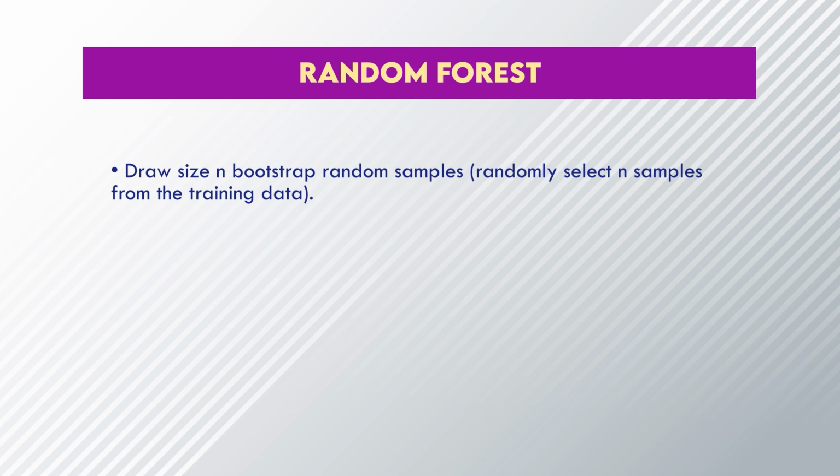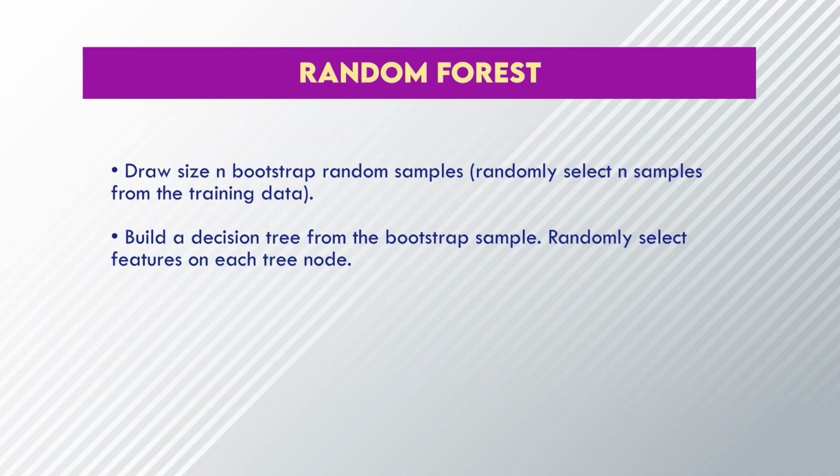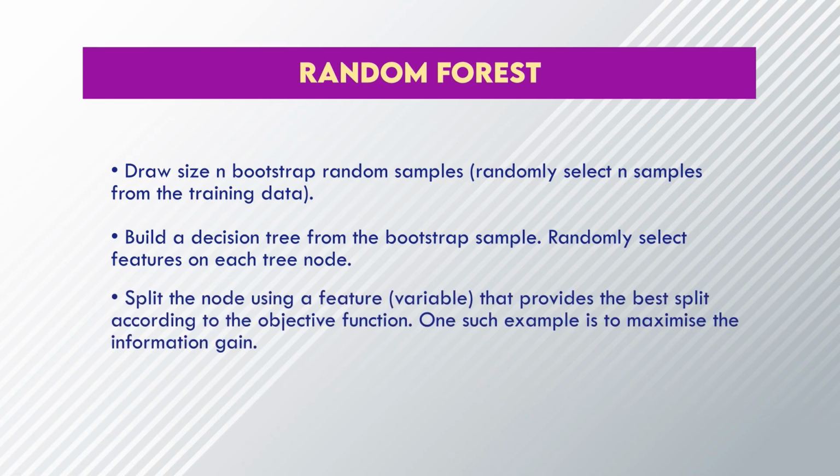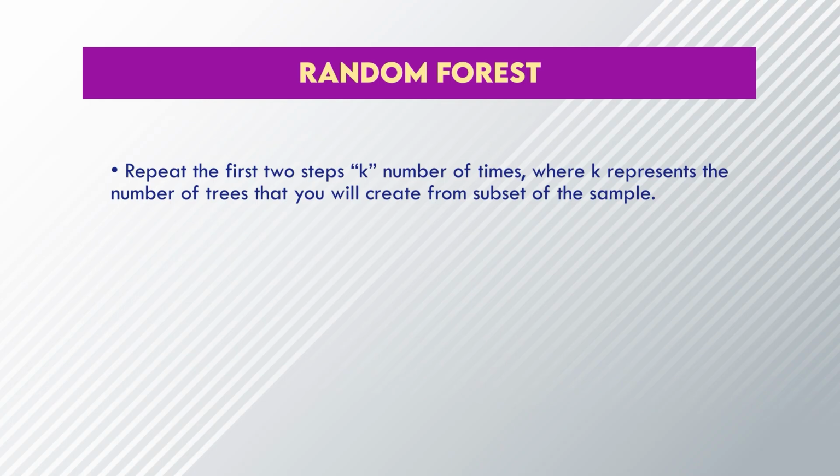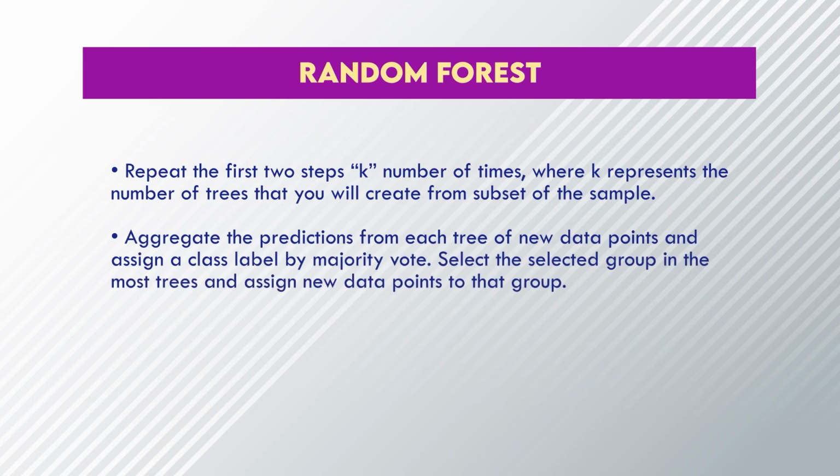The steps of the algorithm: you draw bootstrap random samples, meaning you randomly select samples from the training data, and then you build a decision tree from the bootstrap sample. Then randomly select features at each tree node. Similarly, you split the node using a feature, the feature importance part, that provides the best split according to the objective function. One such example is to maximize the information gain. Now you repeat the first two steps k number of times, where k represents the number of trees that you will create from subsets of samples. In the end, you aggregate the prediction from each tree, combine them, and give the result. So this is how random forest works.